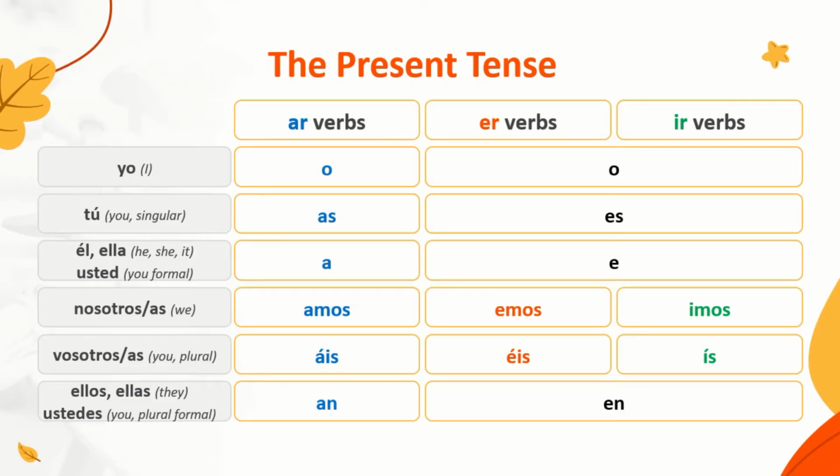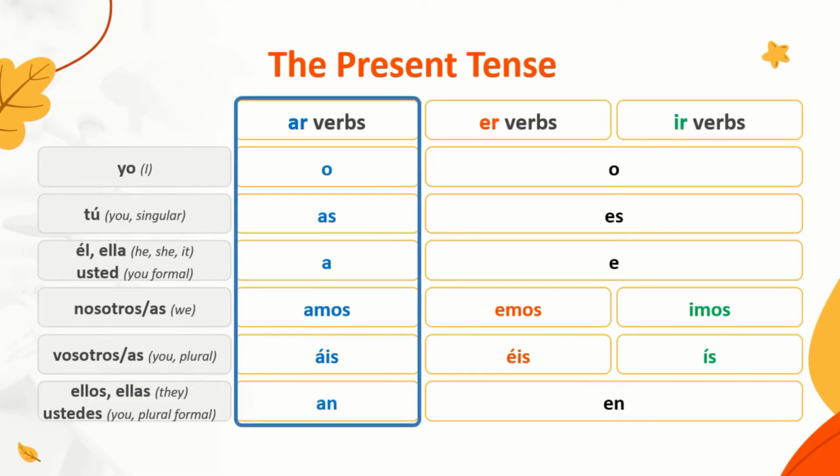To conjugate any regular verb, that is, give the different forms of the verb according to the person, use the table on the screen and the following steps. First, remove the AR, ER, or IR from the verb infinitive. For instance, escuchar, which means to listen, is left with escuch only. Second, check the column. Escuchar is an AR verb, so I'll check the AR column.